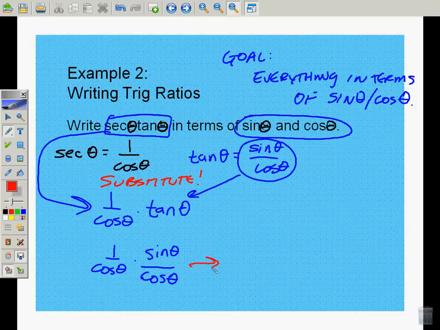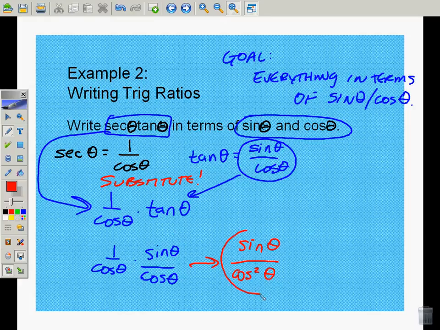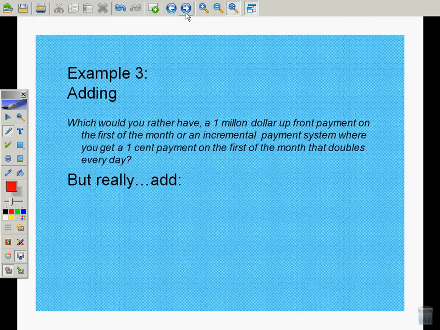Okay, and so now what do I have? I'm going to simplify, and this is where your fractions come in handy. I've got 1 times sine theta, which is sine theta. And on the bottom, I've got cosine theta times cosine theta, which would be cosine squared theta. Done. So I've written secant theta, tangent theta in terms of sine theta and cosine theta. Okay, now another example.